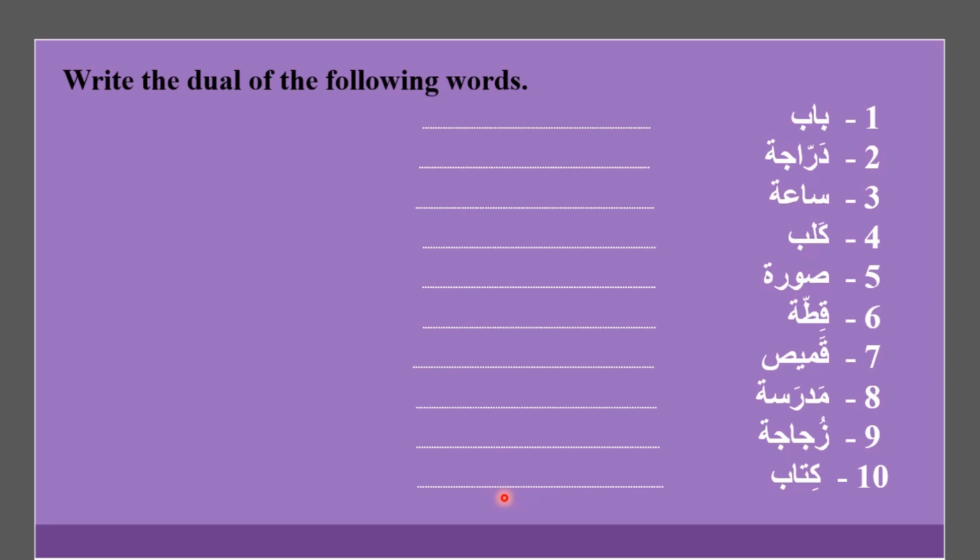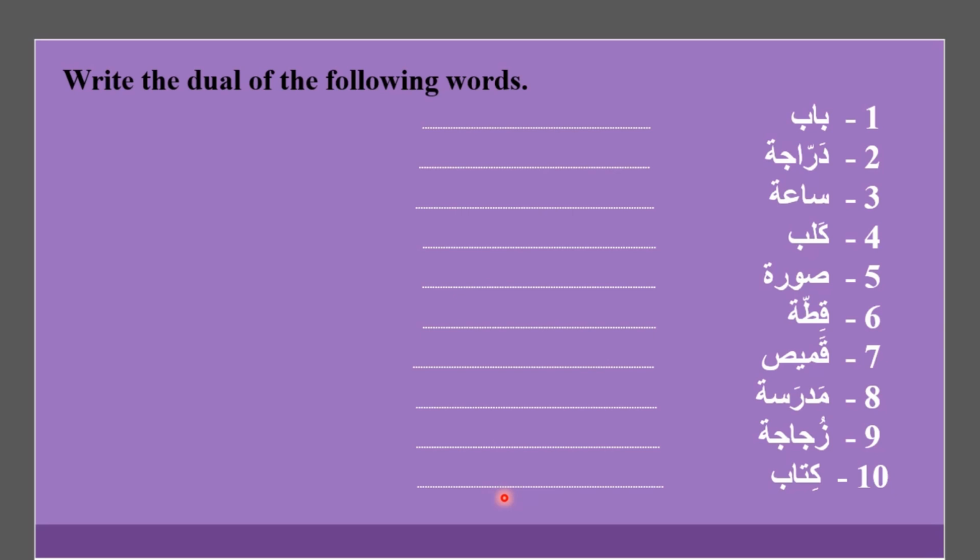Right, now in this exercise, try to say or write down on a sheet of paper the dual of each word. I'm going to read the word and give you the meaning of the word, and then we will do it together. Okay, so number 1 is bab. Bab, door. Try to write down how to say two doors in the two forms, with alif and noon and with ya and noon. 2 is darraja. Darraja, bicycle. Don't forget it's feminine.